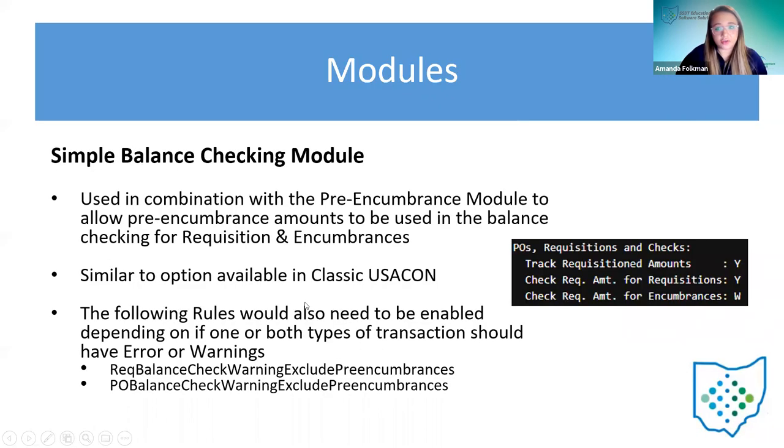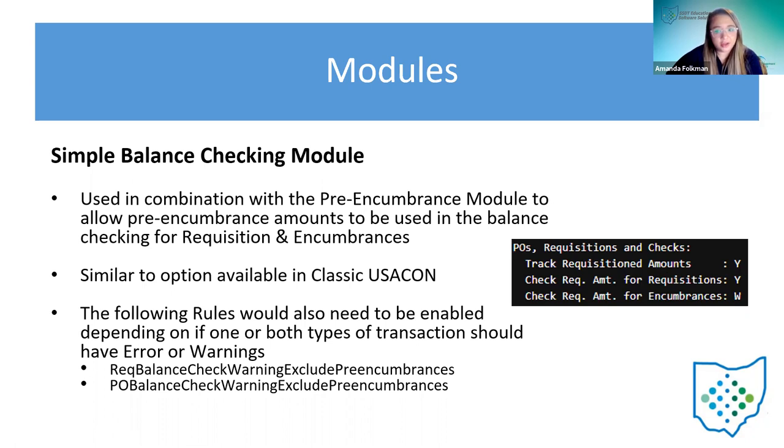So with that, let's roll into this simple balance checking module. Again, this replicates an option from Classic. On this slide, I actually did bring in a little screen cap. This is what it looks like in the Classic USAS. This first option that we see is track requisition amounts. So that's the pre-encumbrance module, basically. If that's yes, that means the same thing as the pre-encumbrance module being turned on. And then these second two options are what you're getting with the simple balance checking module.